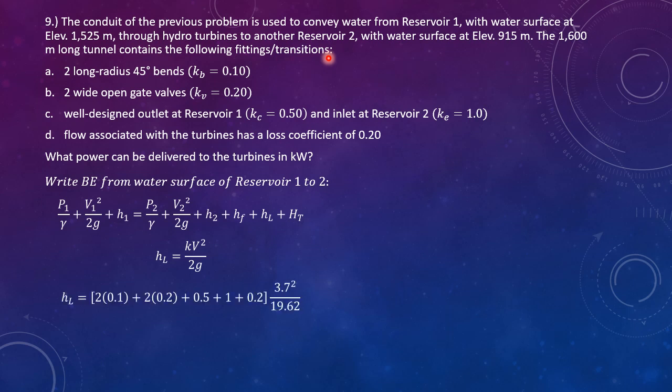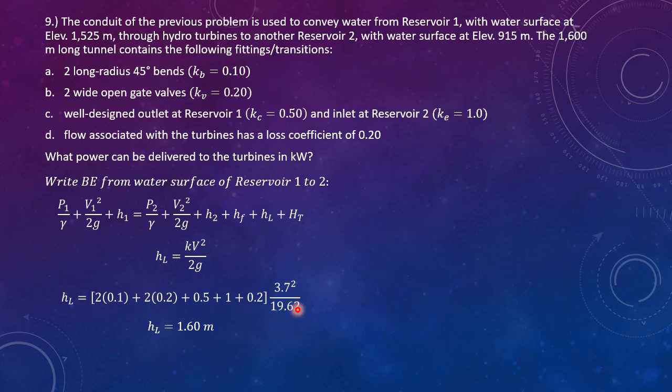And that is equal to twice 0.1 plus twice 0.2 plus 0.5 plus 1 plus 0.2. Multiply that with V squared, wherein V, or velocity, is 3.7 meters per second, over 2g, which is equal to 19.62. Solving for HL, HL is equal to 1.60 meters.